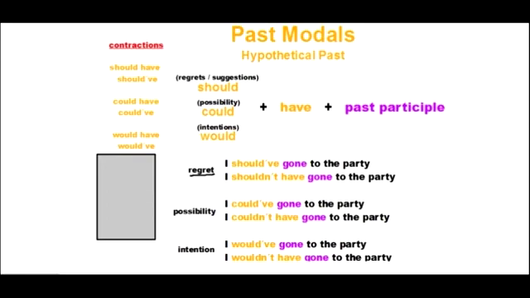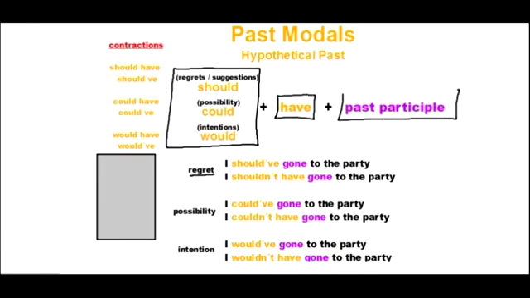But the main idea that you need to understand about the past modal is that you always are using some type of a modal verb. You always are going to use the auxiliary verb have, and you're always going to use some type of a past participle, right? So we always have three parts to this: modal, the auxiliary verb, and number three, the past participle.